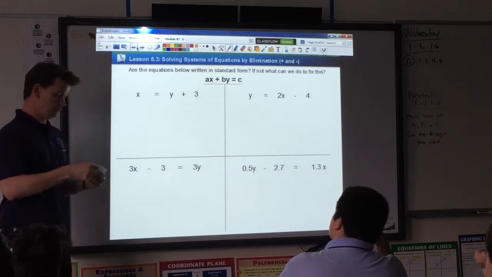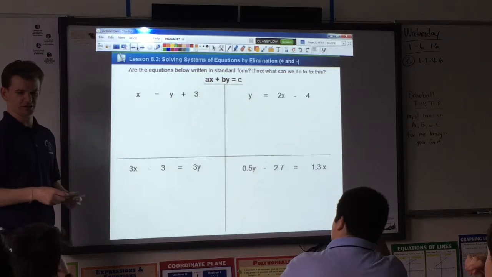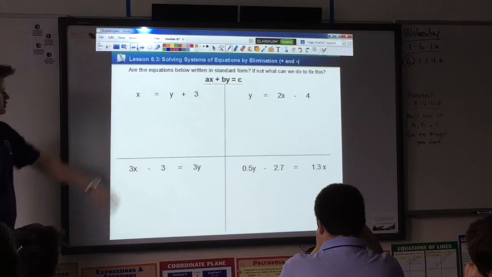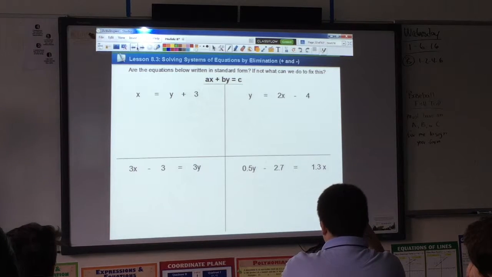Let's go to Corey Gonzalez. Hey, bud. Looking at this one right here, is this equation written in standard form? Yes, sir.